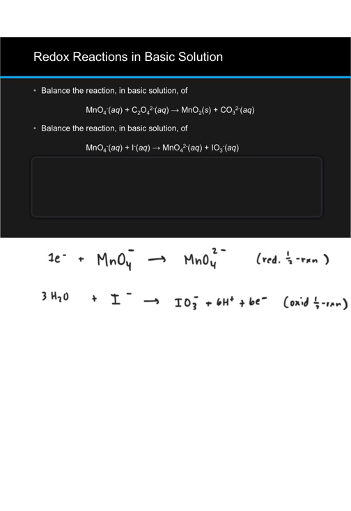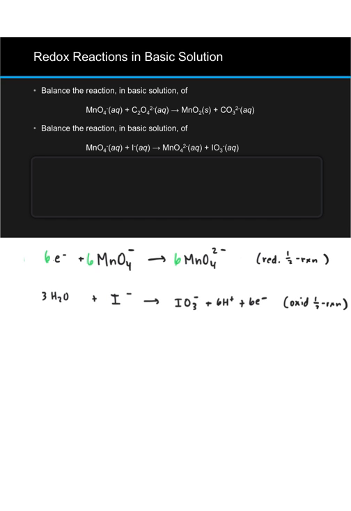To solve this problem, I've written out 2 half reactions. In the reduction half reaction, we need 1 electron gained by MnO4 minus to become MnO4 2 minus. In the oxidation half reaction, 3 water molecules react with iodide to form iodate, 6 H pluses, and 6 electrons. We multiply the reduction half reaction by 6 to make the number of electrons the same in both half reactions. That gives us a coefficient in front of everything of 6.